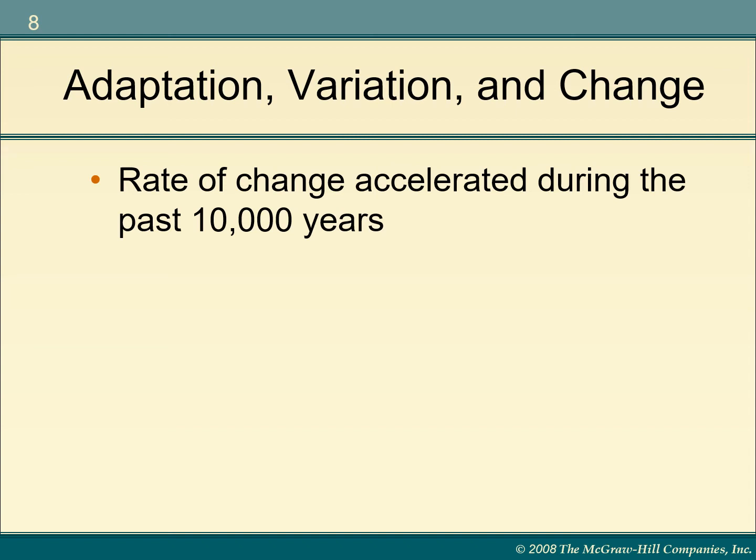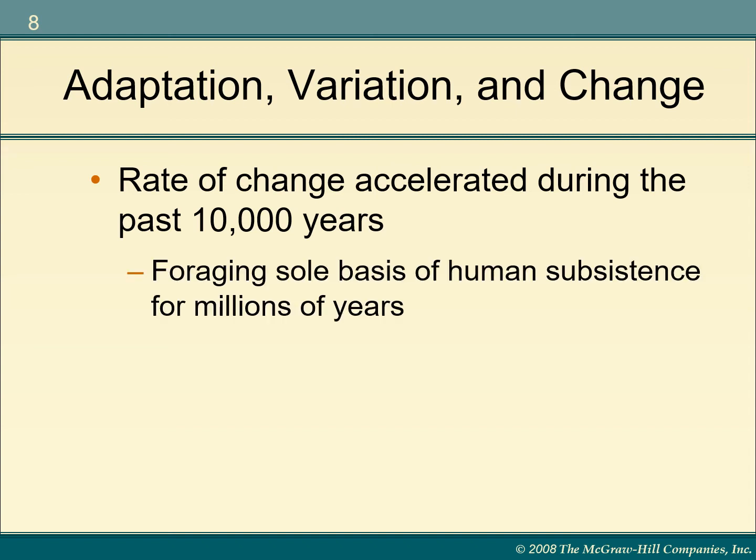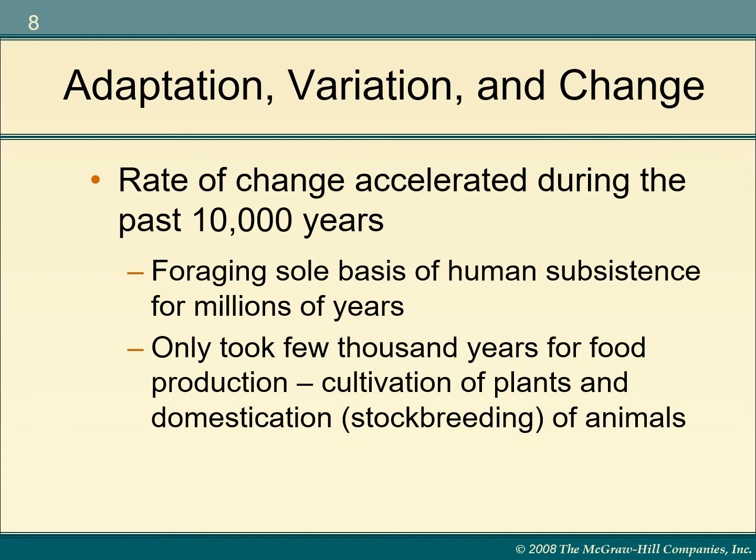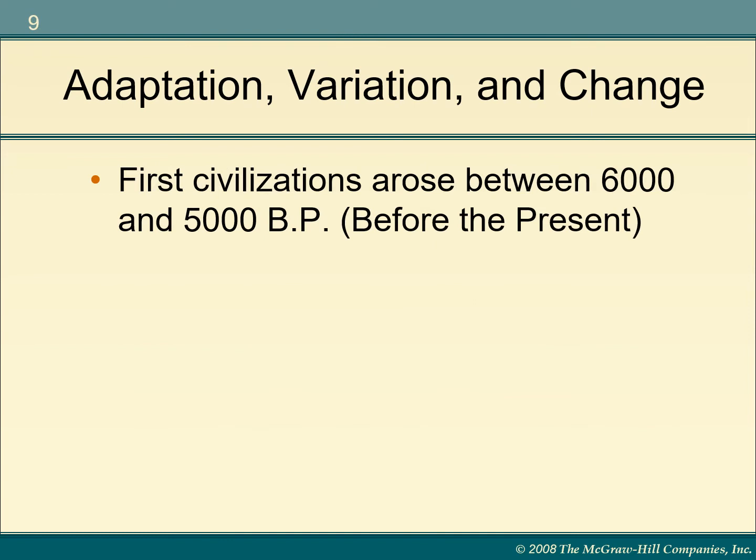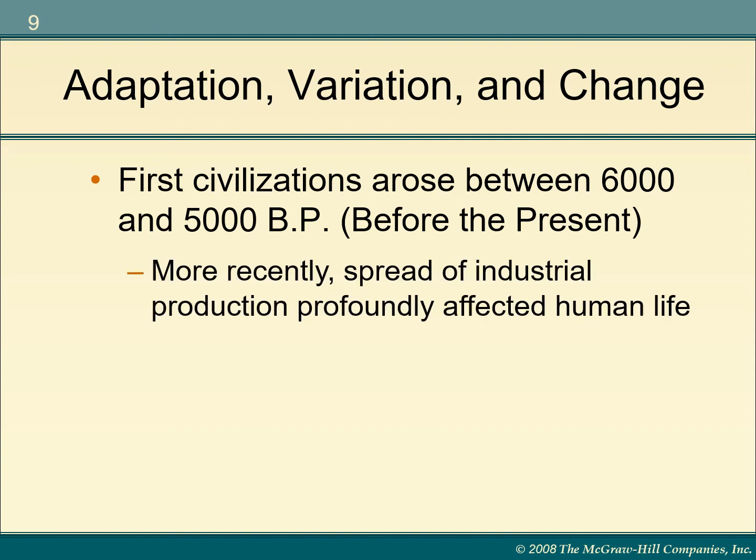And the rate of change accelerated during the past 10,000 years. Foraging was the sole basis of human subsistence for millions of years. And it only took a few thousand years for food production, cultivation of plants, and domestication, so stock breeding of animals. The first civilizations arose between 6,000 and 5,000 BP, which is before present. And more recently, the spread of industrial production profoundly affected human life.